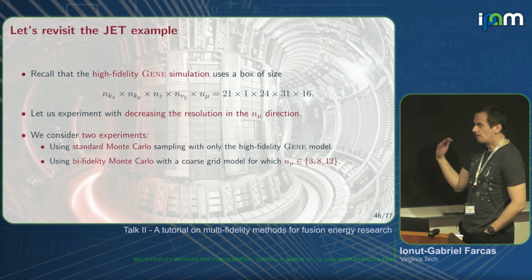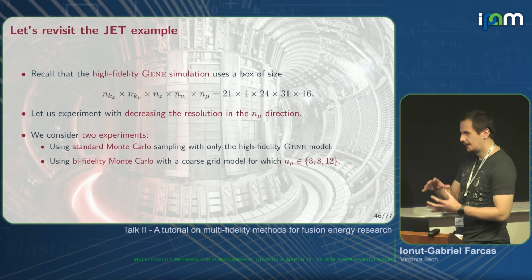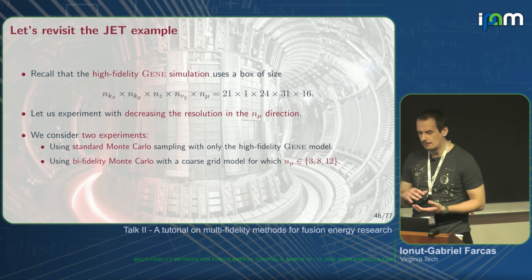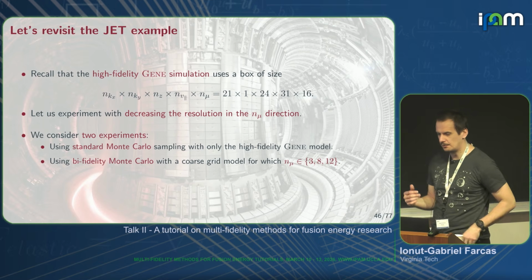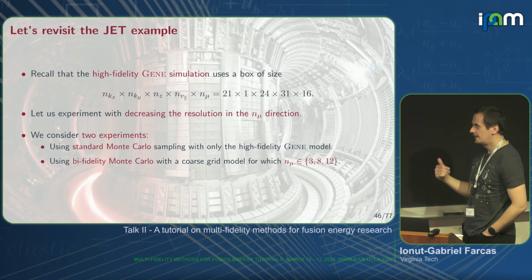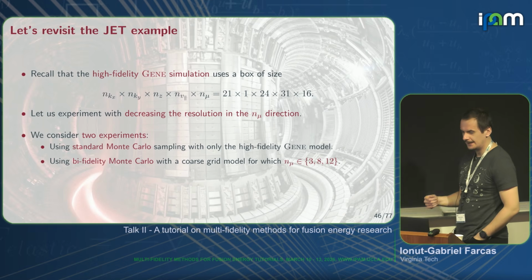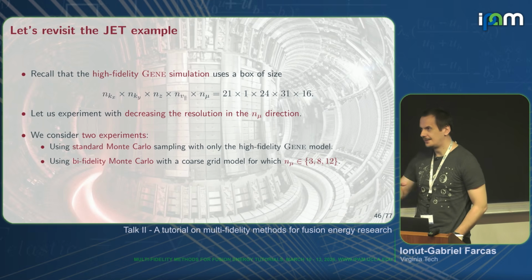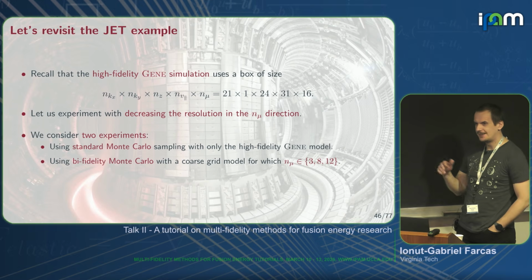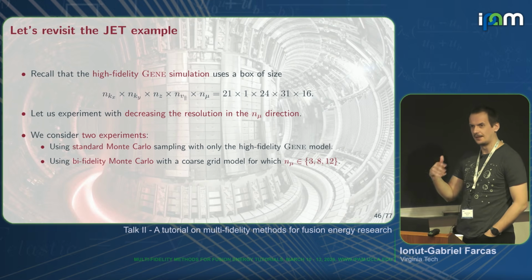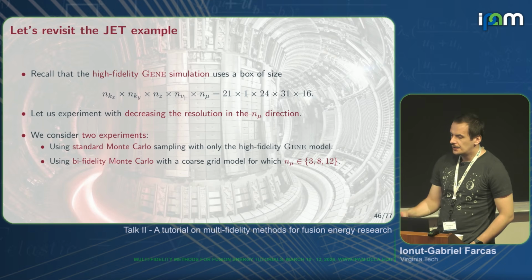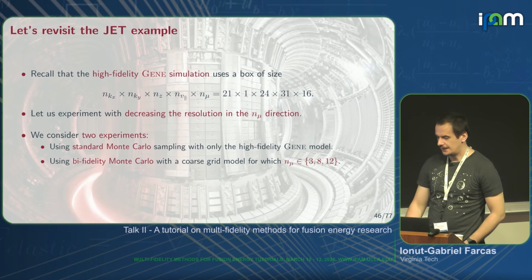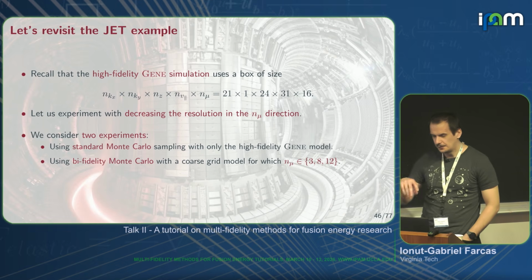And let's say that I want to use a bi-fidelity Monte Carlo estimator where the low-fidelity model is a coarse grid model that, instead of using 16 collocation points in the mu direction, uses either 3, 8, or 12. 8 or 12 is probably something you could consider, but 3 points is kind of too low. I don't think anyone will actually use 3 points for a high-fidelity simulation. So I want to see what happens with this. This is a point that I want to make, which will be relevant for the remainder of the presentation.